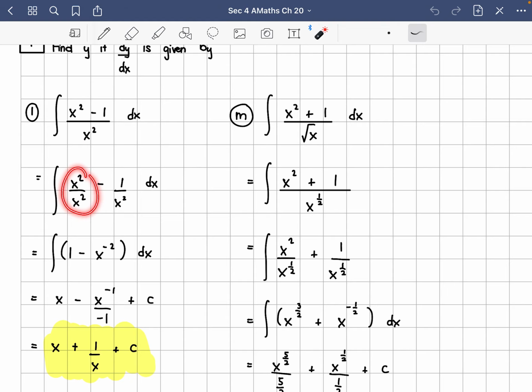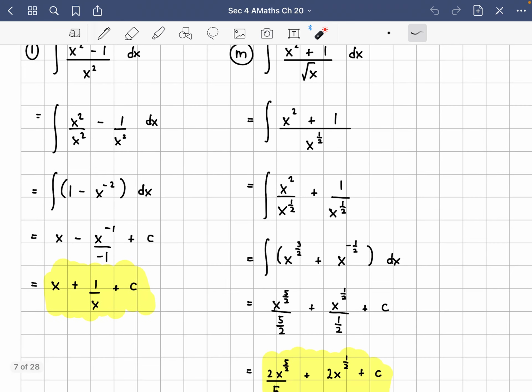Simplifying this, you'll get 1, and then minus, and then rewriting this without any denominator, this 1 over x squared becomes x raised to negative 2. And this is your new question. So you get the antiderivative of each of these. The antiderivative of 1 is simply x. And then the antiderivative of x raised to negative 2 is x raised to negative 1 over negative 1. Again, this is negative 1 because negative 2 plus 1. Okay, and then plus c.